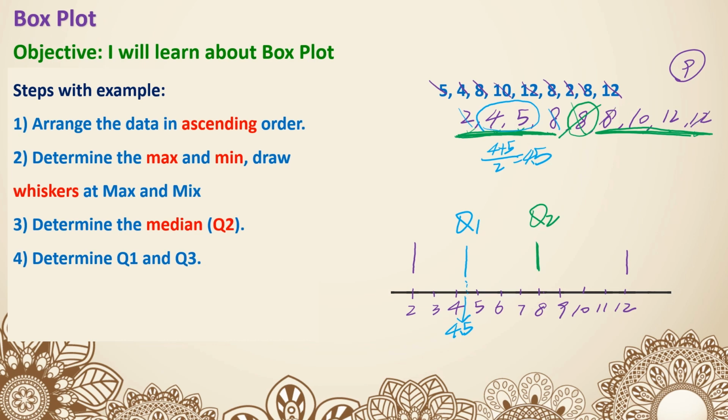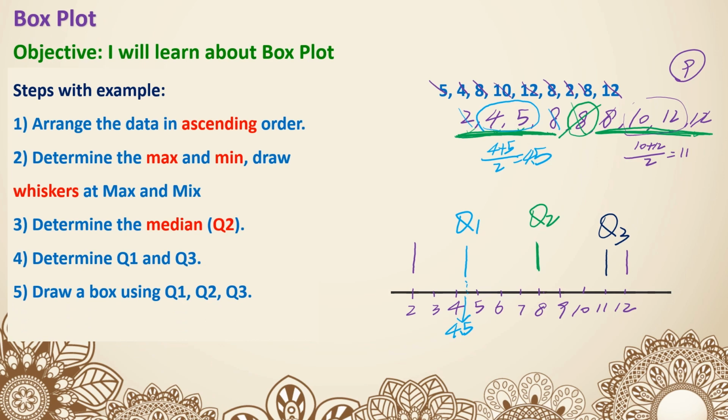Then for the upper half, I'm going to do the same thing. Cross out a pair, and then we're left with the 2 middle numbers. 10 plus 12 divided by 2 is 11. Let me use a different color. So my Q3 is going to be at 11. Now I have all the whiskers, and as you can see there are 5 of them. That's why it's called the 5-number summary.